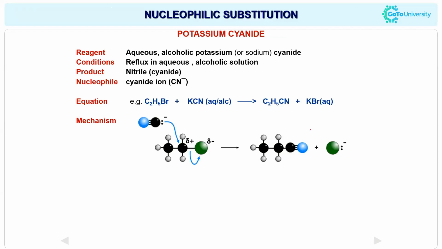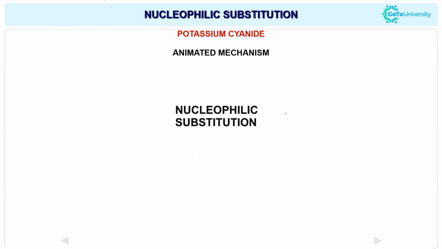Now, if you want to replace the halogen with a CN- ion, we can use potassium cyanide. This is another kind of reaction. If you want to replace the halogen with an OH- ion, we have to take aqueous. But here, if you want to replace the bromine with a CN- ion, we can take either aqueous or alcoholic potassium cyanide. Okay, this is the important difference.